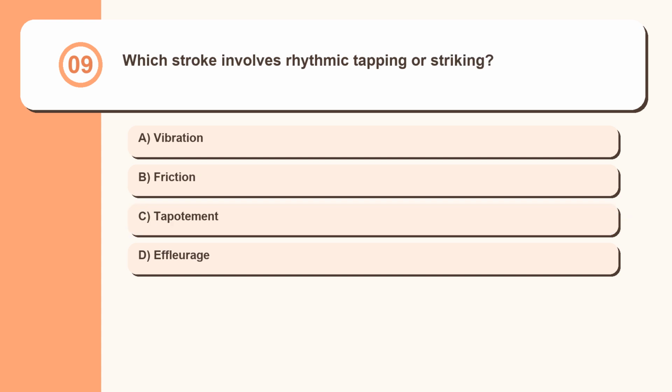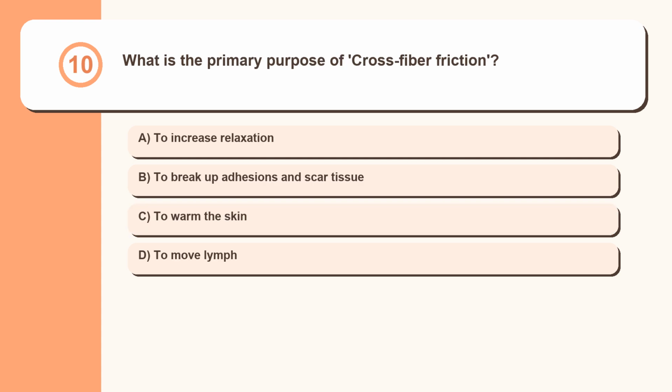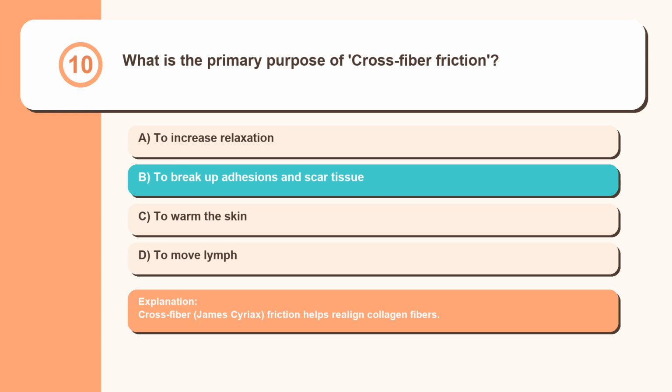Question 9. Which stroke involves rhythmic tapping or striking? Vibration, friction, tapotement, effleurage. Tapotement includes cupping, hacking, and tapping. Question 10. What is the primary purpose of cross-fiber friction? To increase relaxation, to break up adhesions and scar tissue, to warm the skin, to move lymph. Cross-fiber friction, developed by James Cyriax, helps realign collagen fibers.